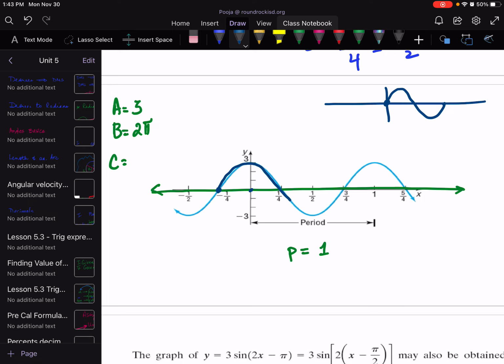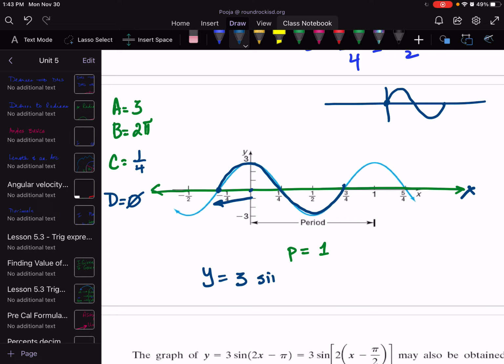Because this is one complete cycle, as you can see, right? But it shifted to the left. How much? 1/4, and that's what that C is. D, this is still wrapped around the x-axis, so there's no vertical shift. Now that I have A, B, C, D, I'm going to put the equation together.